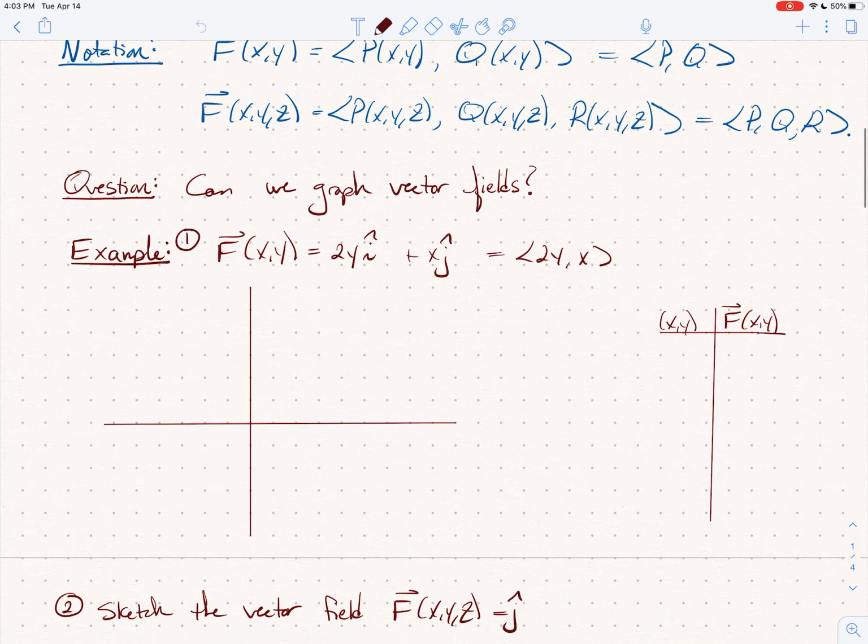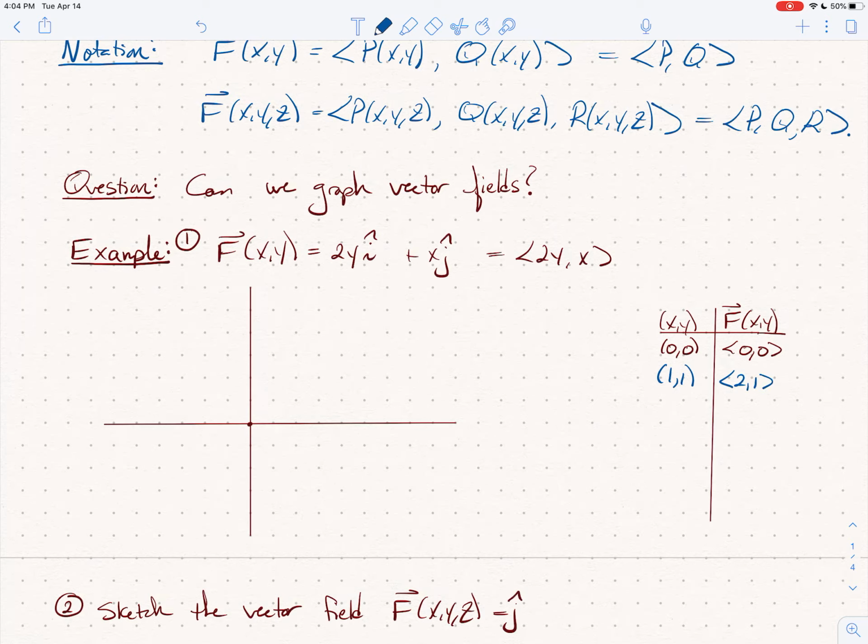And so you just pick some points. Quite literally, you can sketch a graph of these just picking points. So maybe let's start with the point 0, 0. And when I plug 0 for x and 0 for y, I get out the vector 0, 0, which is just the point 0. So nothing really to see there. That was boring. Let's try another one. Let's plug in the point 1, 1. And so when I plug that into my vector field, I get out the vector 2, 1.